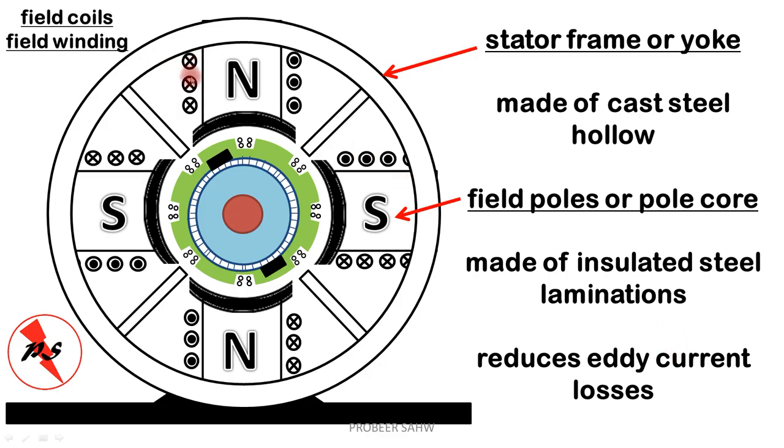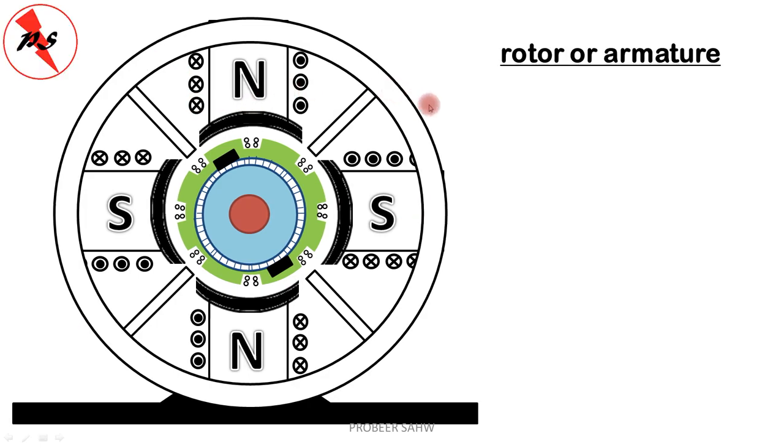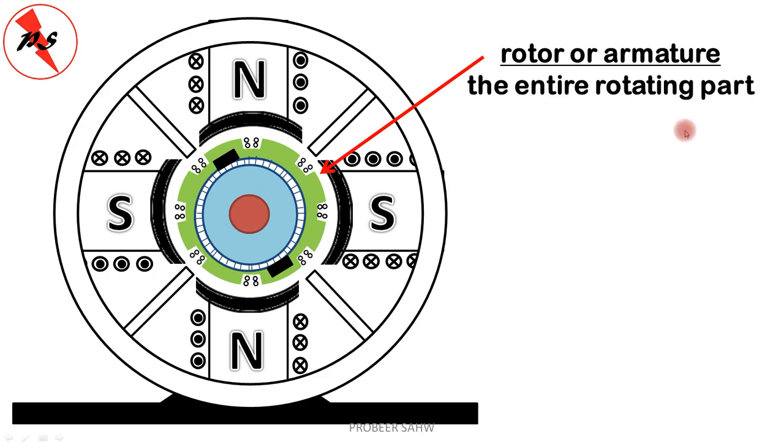Now these are the field coils or field winding, which are insulated copper winding. They are wound with multiple turns to produce magnetic field. Now this is the rotor or armature, which is the rotating part of the machine. We call this rotor armature as well. So this is the entire rotating part, which consists of this armature core, winding, commutator, shaft, and the brushes.